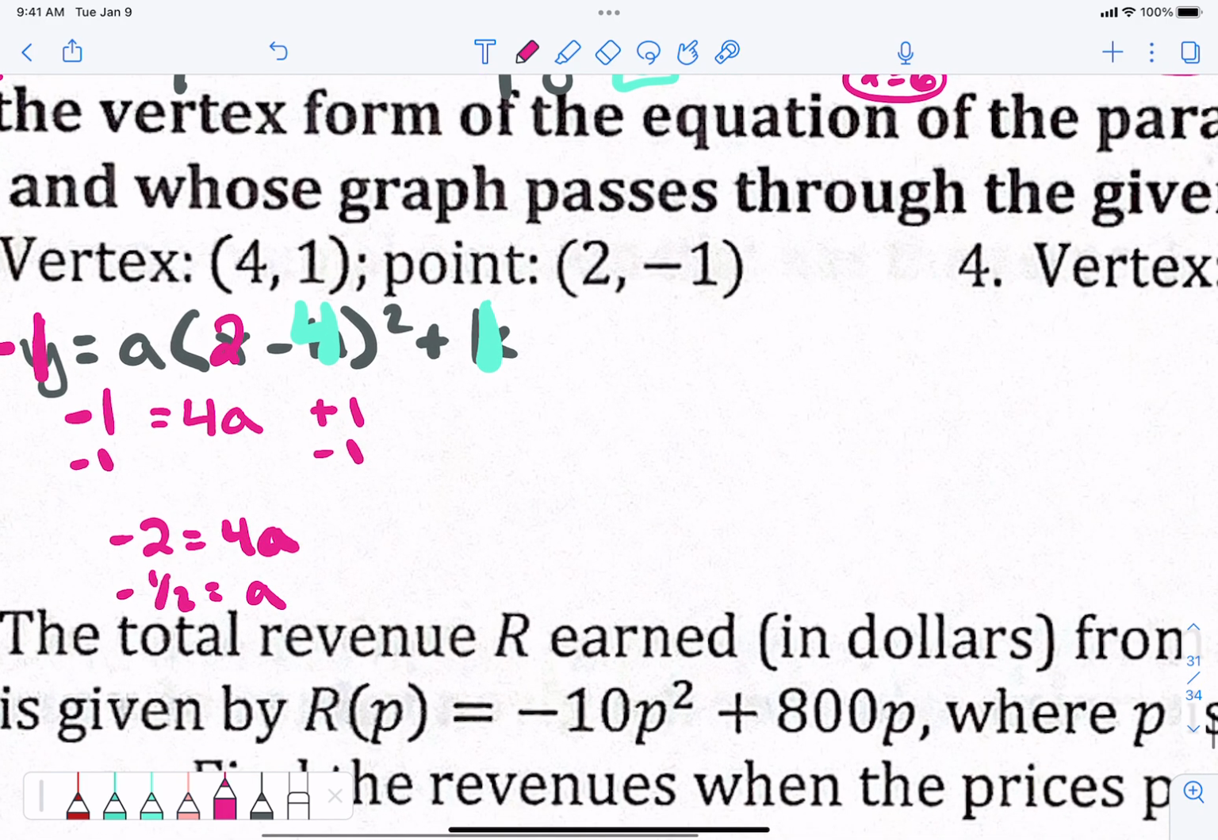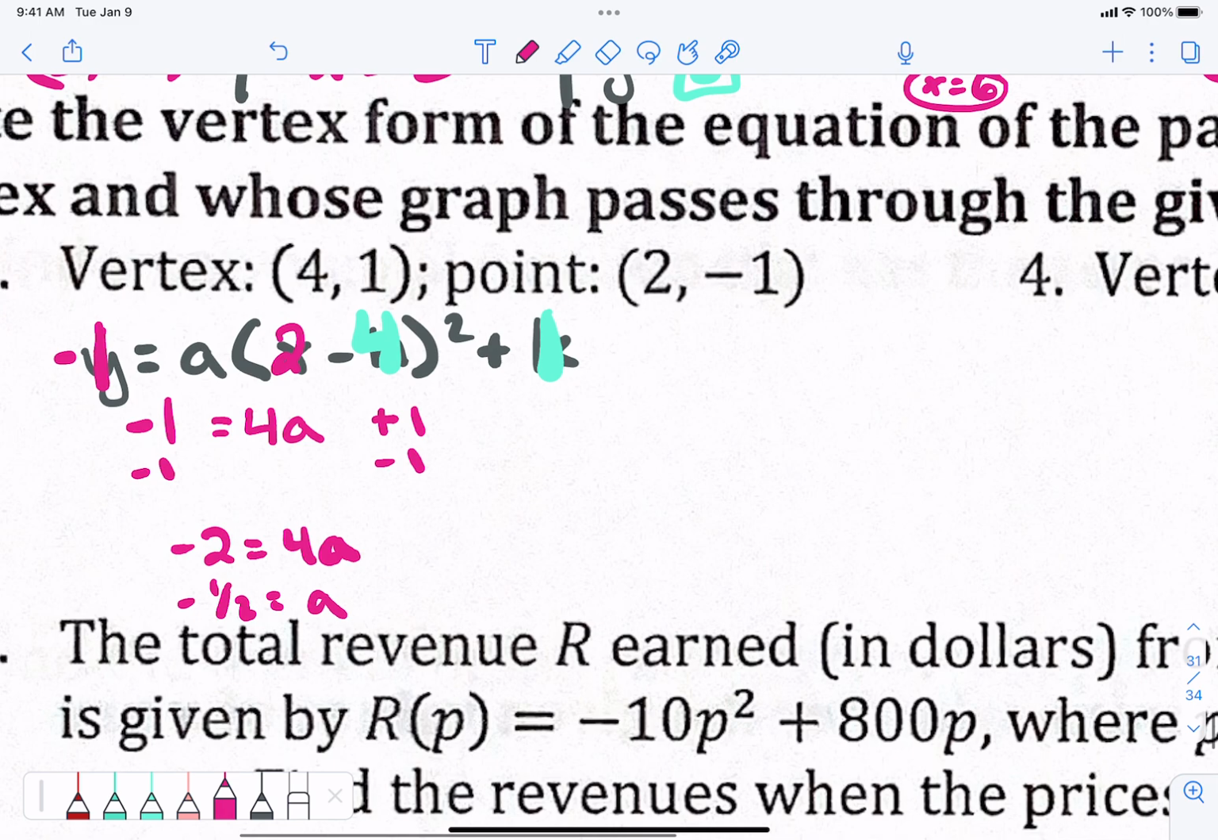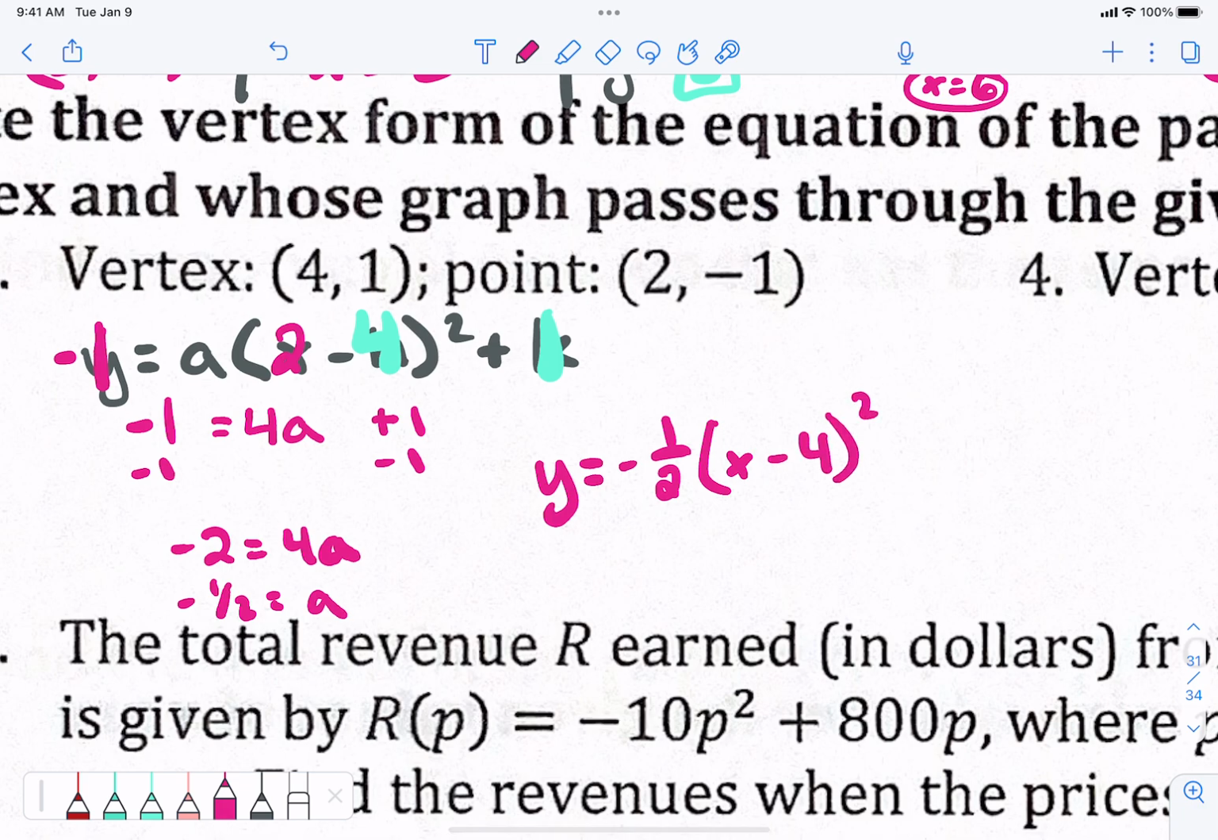I originally had that as a positive 1, but it's actually a -1. So final answer: y equals -1/2 times x minus 4 squared plus 1, which is a vertical compression.